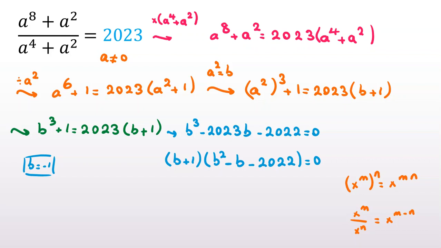So this part is 0 or this part is 0. Let's check both of them. This part is 0: we've checked b equals negative 1. If this part is 0, now I want to use the quadratic formula.